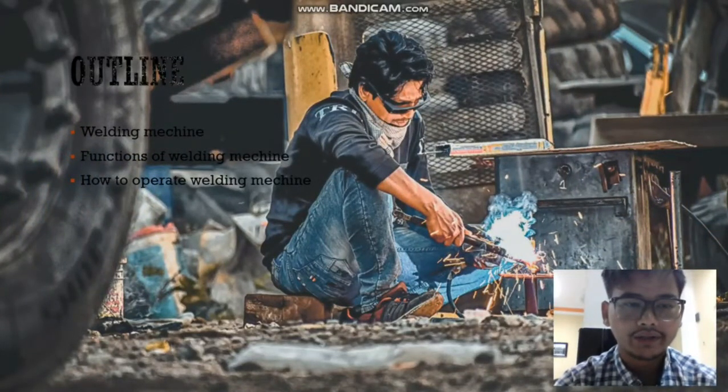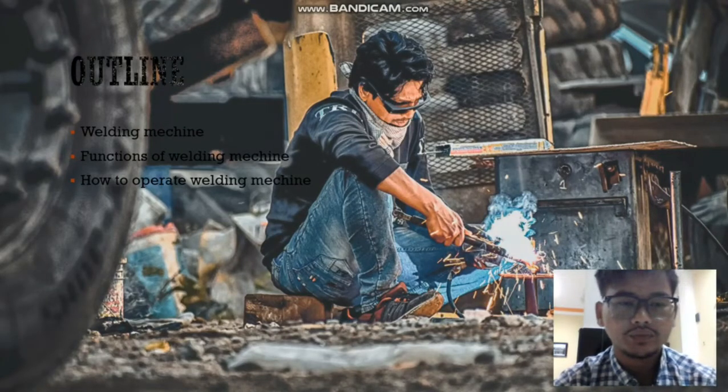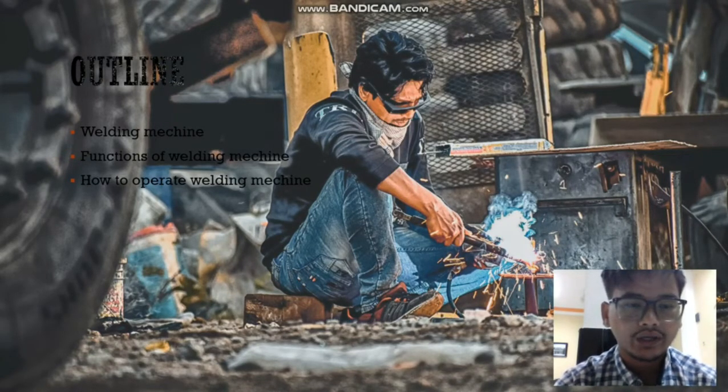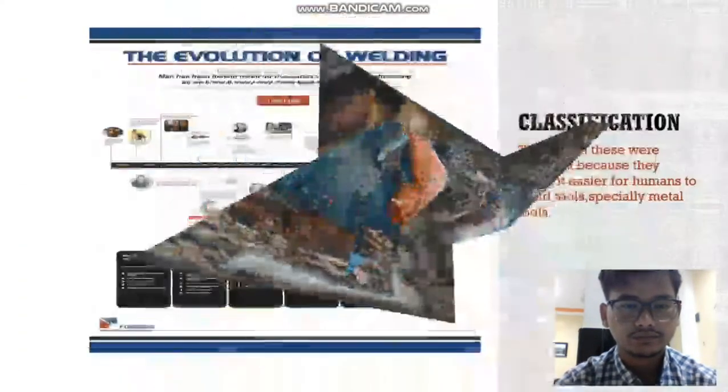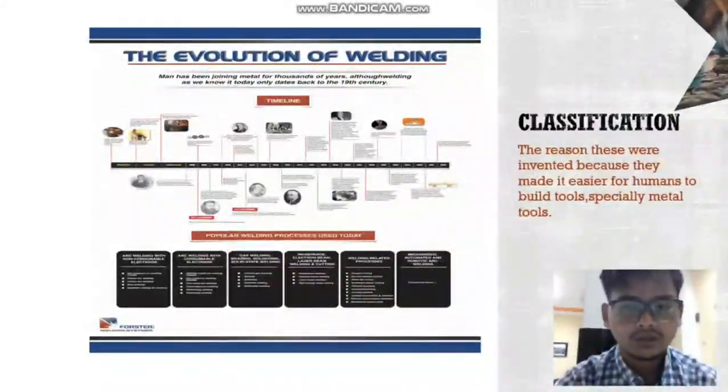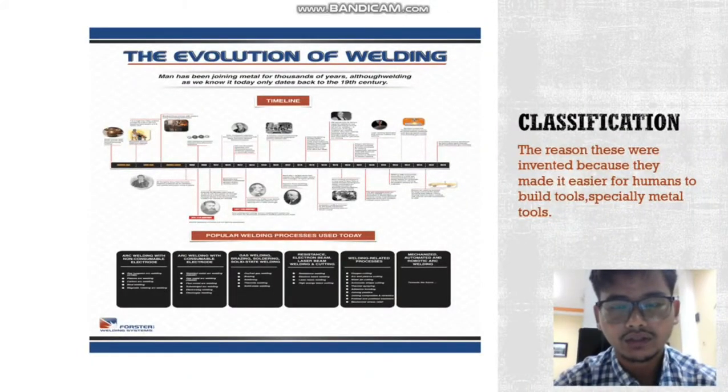Okay, the outline. We will discuss number one, welding machine, number two, function of welding machine, and number three, how to operate welding machine. Classification.